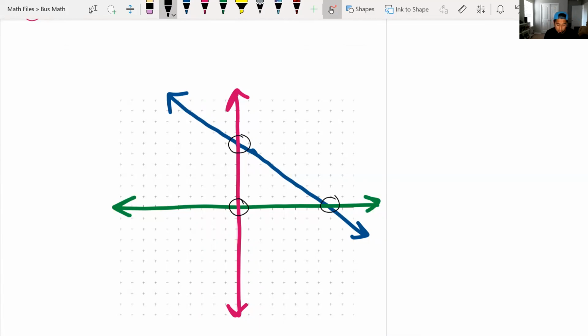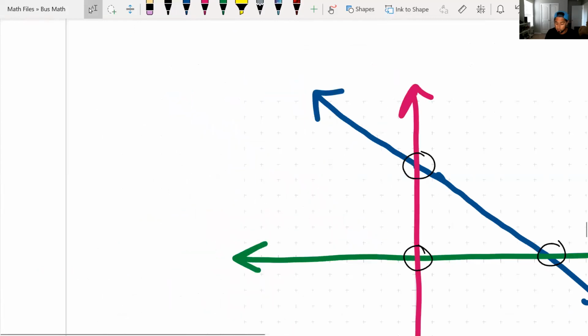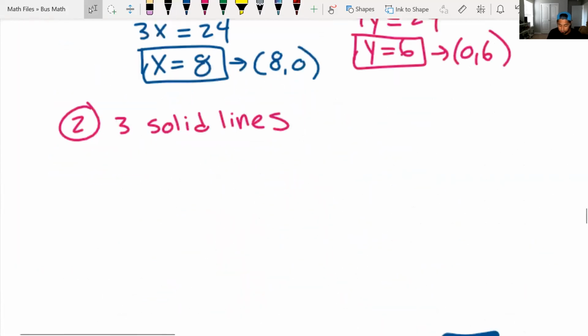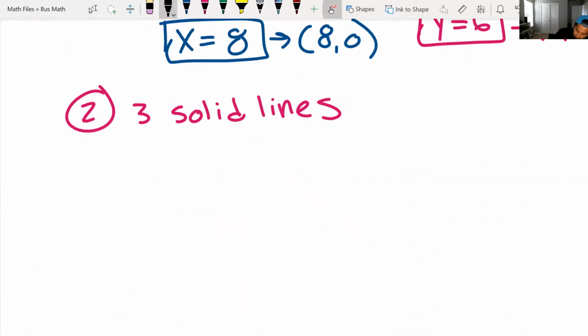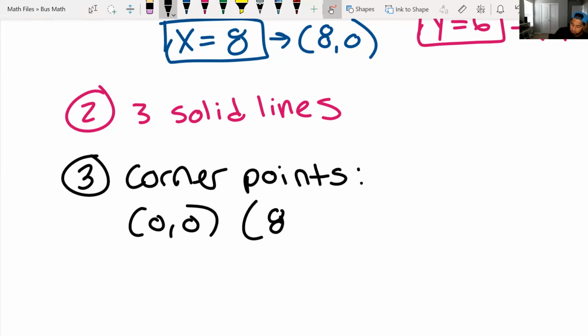and here. So if we look closer, our points of intersection happen at 0, 0. It happens at where my y-intercept is and where my x-intercept is. So those are going to be our corner points. So we'll label that step 3. So our corner points are at 0, 0, 8, 0, and 0, 6.